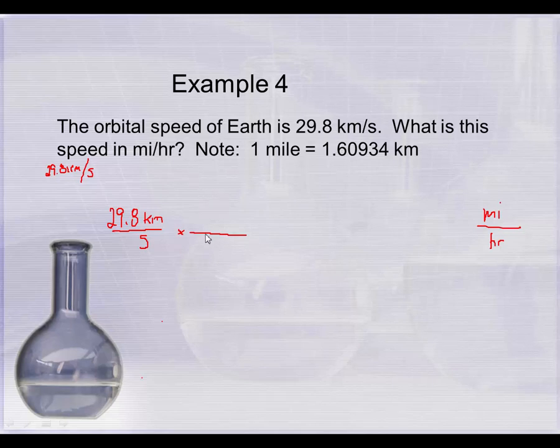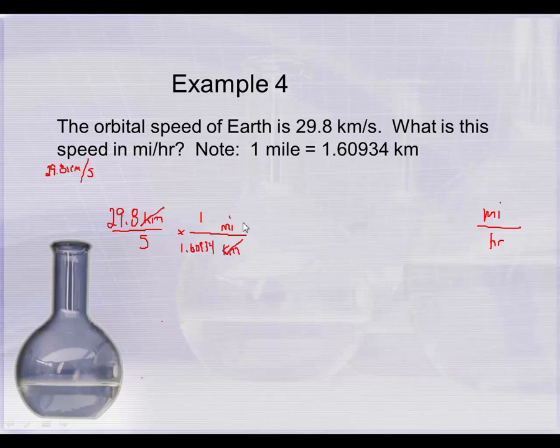All right, so we've got to convert kilometers and seconds. Let's tackle kilometers first, because that's what we've been doing previously, right? We've been tackling the units on top. So kilometers, I'm going to put on the bottom. What units do I want to convert kilometers to? Miles, right? Okay, and they've got a conversion factor for me up here. 1 mile is 1.60934 kilometers.